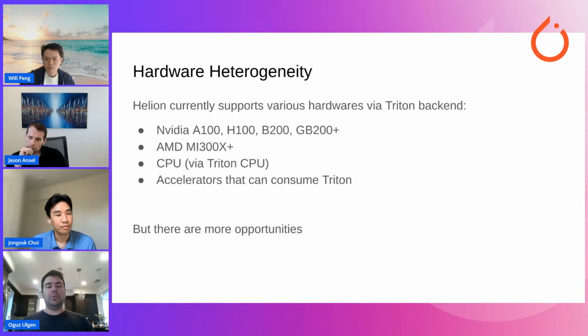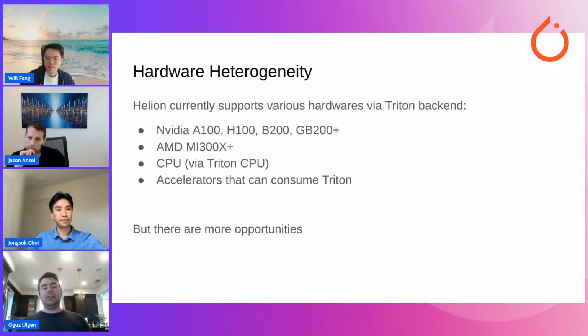So for the most part, during the introduction, we talked about portability. And one of the main goals for Helion has been hardware heterogeneity. Currently, Helion supports multiple hardwares via the Triton backend, as we just mentioned. We started off with our most commonly used backends like NVIDIA and AMD GPUs, specifically the industrial versions like A100, H100, B200, and the next generations. And the same goes for AMD with the MI300X and the 350, 400, etc.